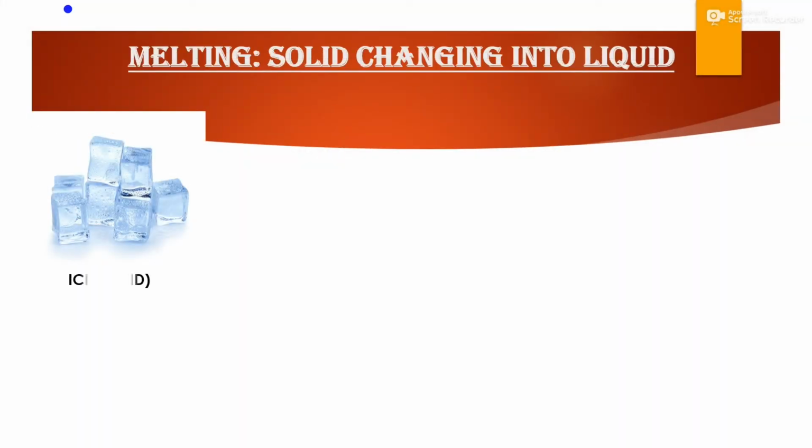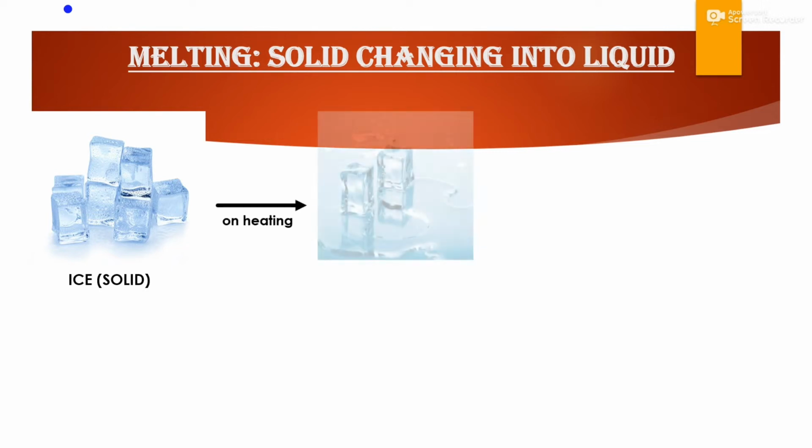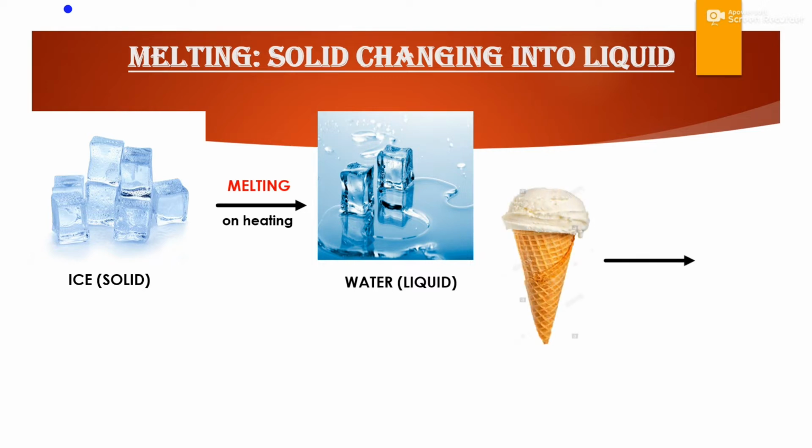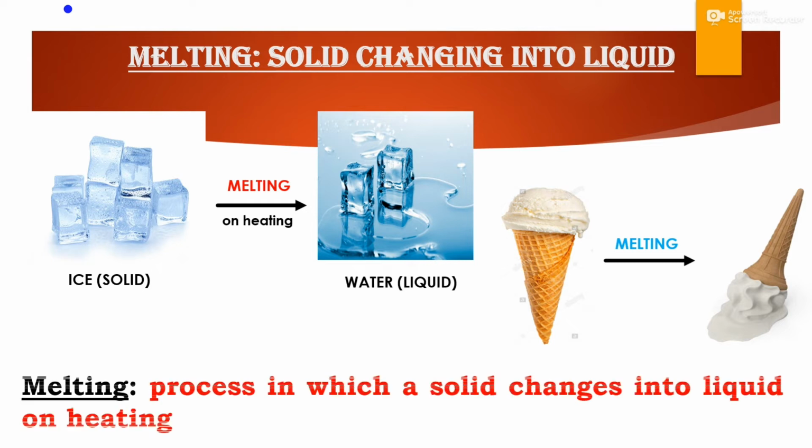Melting: solid changing into liquid, that is the process of melting. Ice, that is solid, on heating gives water. It is called melting. When ice melts, it gives liquid, that is water. Then melting is the process in which a solid changes into liquid on heating.